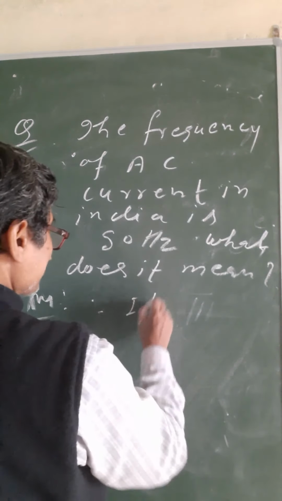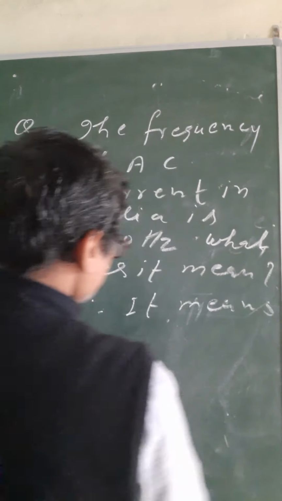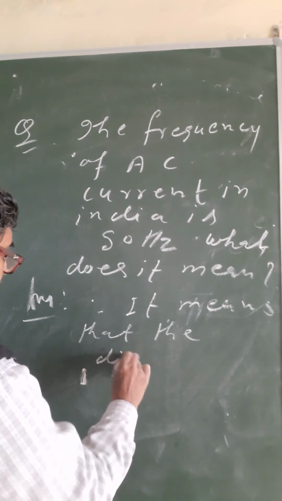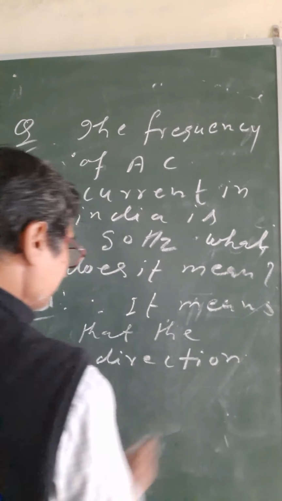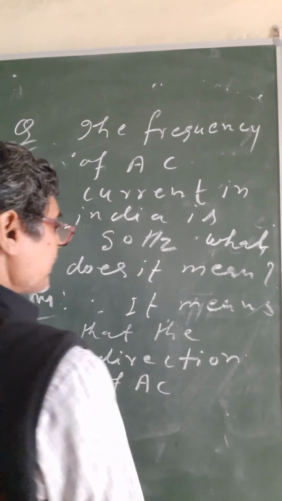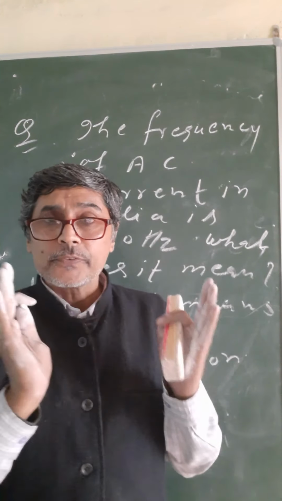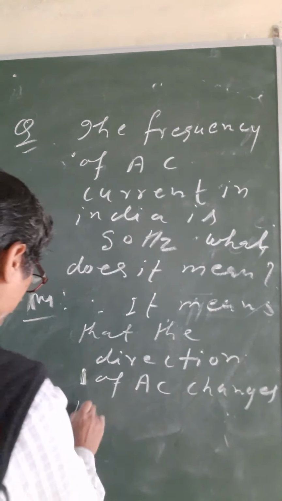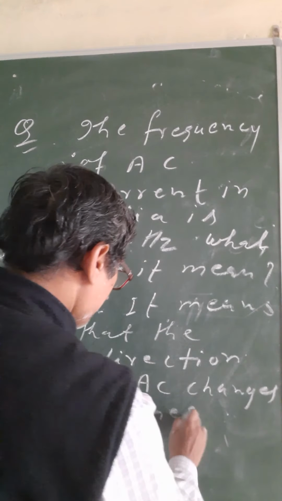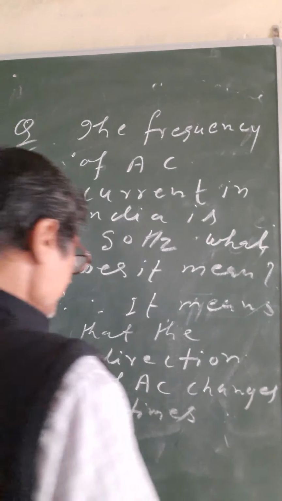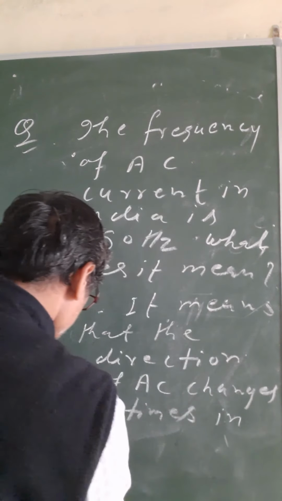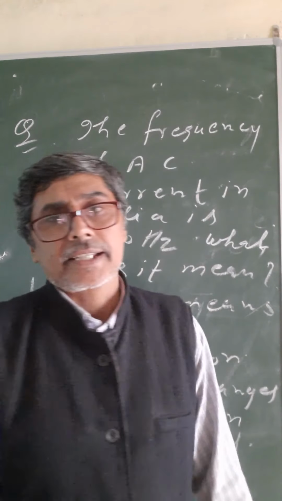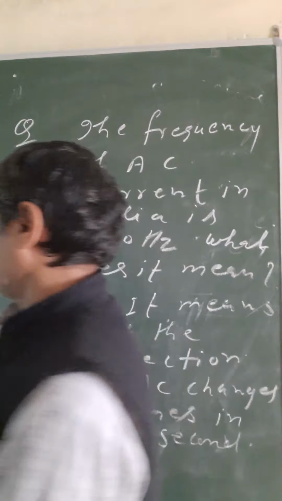So it means that the direction of AC changes 100 times in 1 second. Now we will discuss the next question.